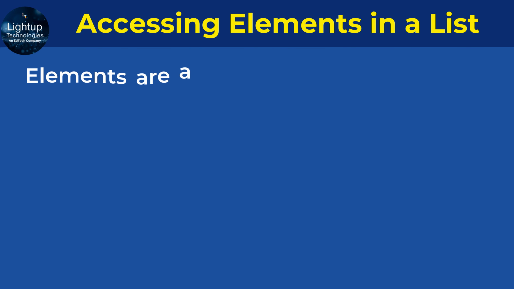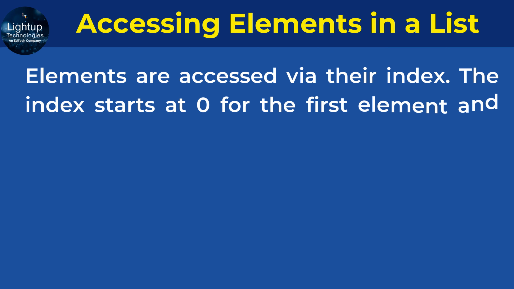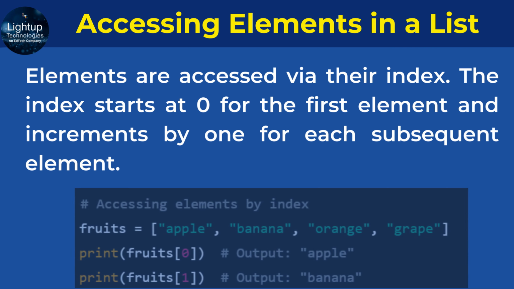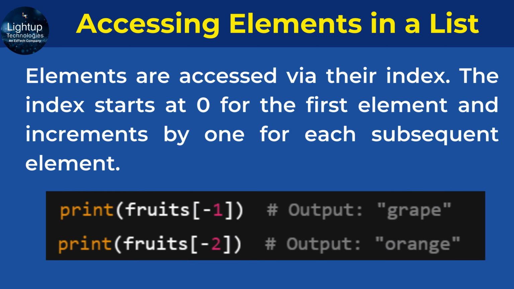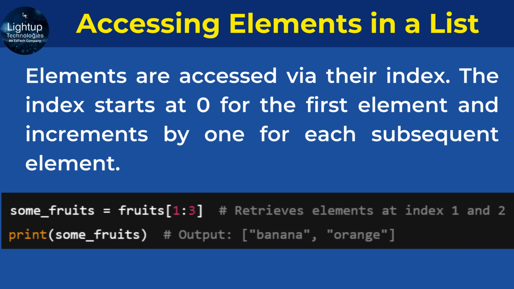As we mentioned earlier, elements are accessed via their index. The index starts at 0 for the first element and increments by 1 for each subsequent element. Notice how we access the first two elements in the list. But did you know you can also access elements from the end of the list using negative indices? Here, -1 refers to the last element and -2 refers to the second to last. You can also access a range of elements using slicing. This retrieves a sublist, starting from index 1 up to, but not including, index 3.